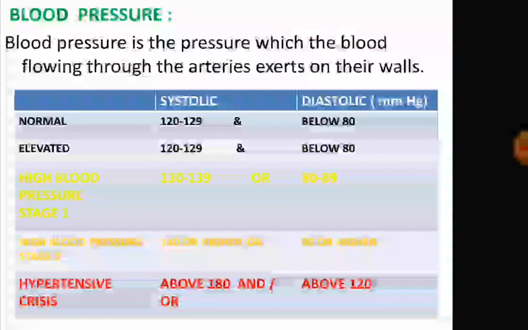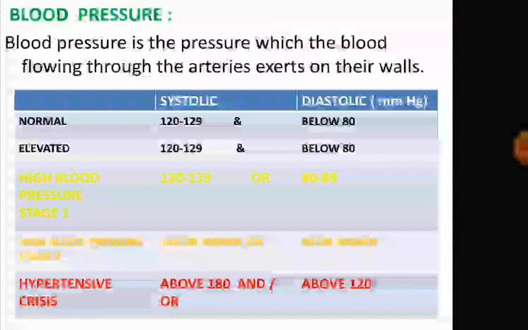Blood pressure. Blood pressure is the pressure which the blood flowing through the arteries exerts on their walls. We know that blood flows through the blood vessels. So the pressure which the blood flowing in the arteries exerts on their walls is called blood pressure. It also varies from person to person, and there are two limits. One is systolic. Systolic means the upper limit, which is at the time when fresh blood is pushing through the artery as a result of ventricular contraction.